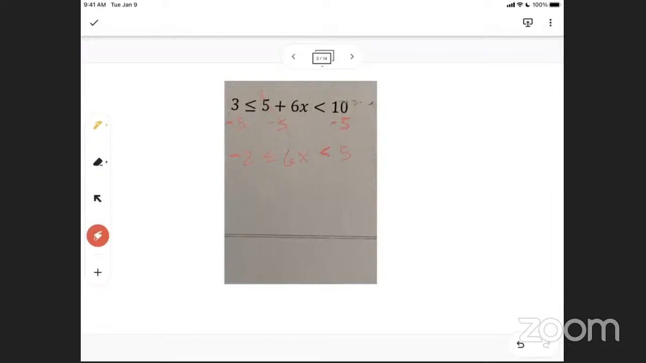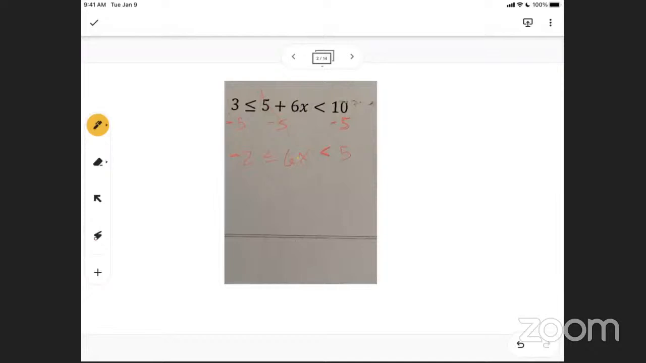What's my ultimate goal when I'm solving equations or inequalities? To get the variable by itself. And why is the variable not by itself? Because there's a 6. So I have to get rid of the 6. What's happening with the 6? Is it being added, subtracted, multiplied, or divided? It's being multiplied. So what do I have to do to get rid of it? You're going to have to divide it.